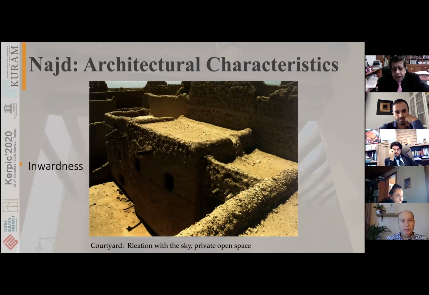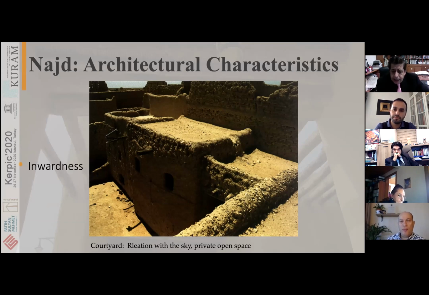As far as architecture, one of the most important features is inwardness. The houses, or dwellings, of Najd are inward looking, not only because there is a need to provide a piece of the sky and to see God all the time, but also because this space provides the private space that people need in their daily life.